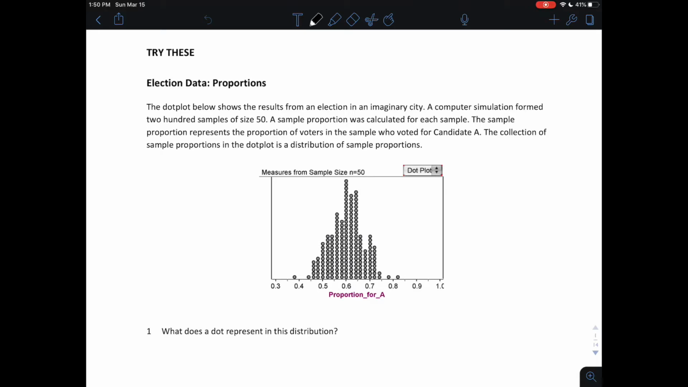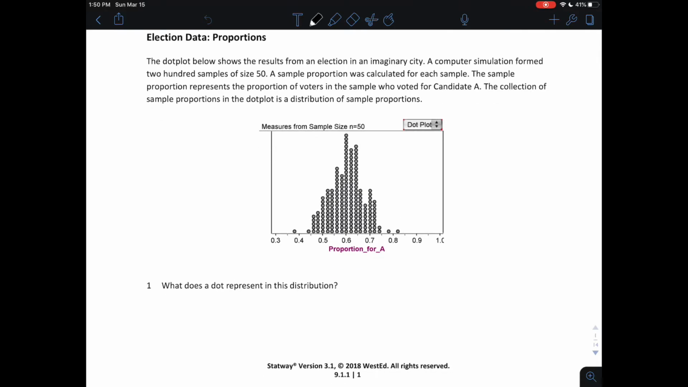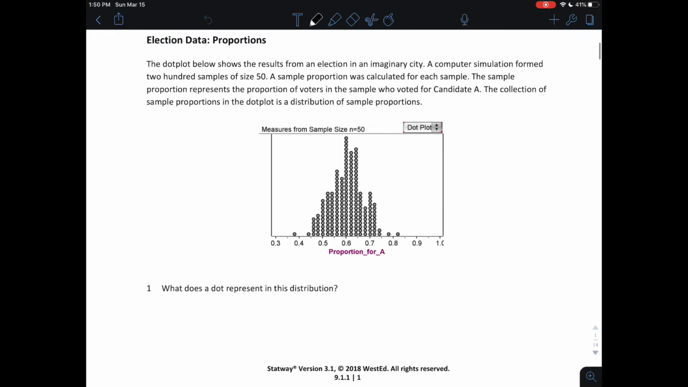So here we see a dot plot. It says measures from sample size n equal 50. On the horizontal axis, you can see the numbers go from 0.3 on the left all the way to 1.0 on the right, and all of the dots that we have are somewhere between those. Question 1. What does a dot represent in this distribution?